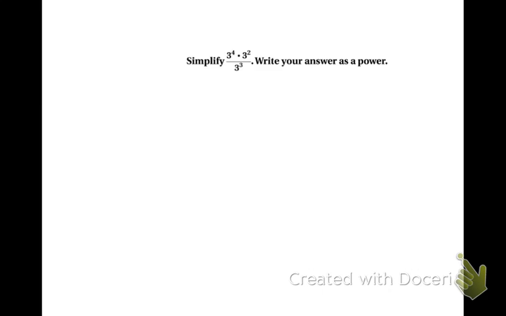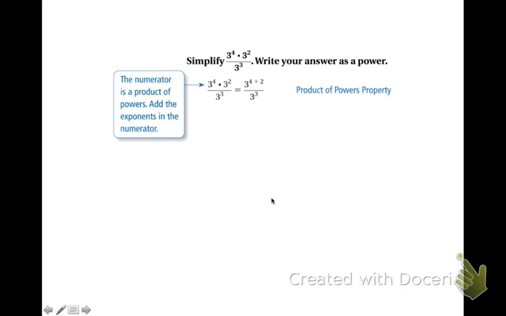In example 2, you're being asked to simplify this expression and write your answer as a power. So the first thing we needed to identify is the numerator needs to be simplified using the product of powers property. So remember that when the base is the same, you can add exponents. So we'll want to do this first. For the numerator, we would take 3 to the power of 4 plus 2. Simplify that to 3 to the 6th power. Now you're able to use the quotient of powers property. So 3 to the 6 minus 3 power leaves you with 3 cubed.